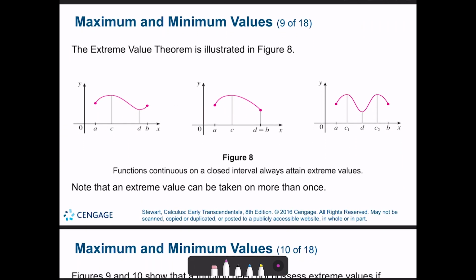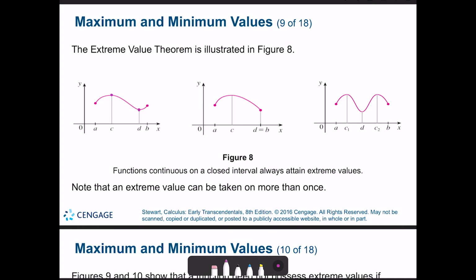Some illustrations of that extreme value theorem. Looking at the first graph on the left, from a to b, right? Our graph goes from a to b. Is it a closed interval? It sure is, because we've got these closed circles, these colored in dots right here. So it's closed interval. And is it continuous? Absolutely. There's no asymptotes or holes. Is there a maximum? There sure is. It happens when x equals c. Is there a minimum? Definitely. It happens when x equals d.